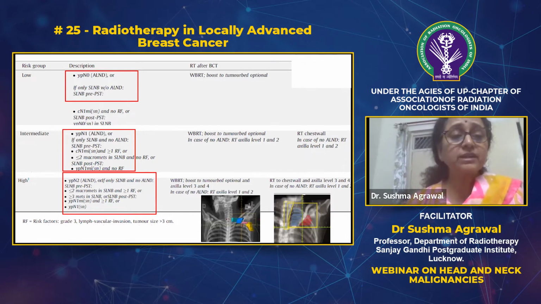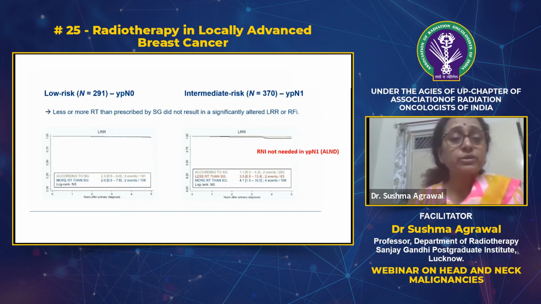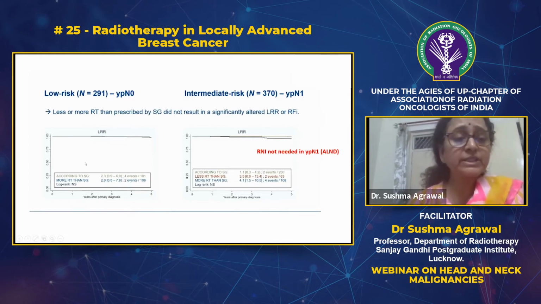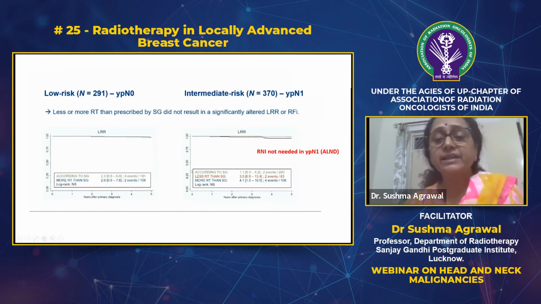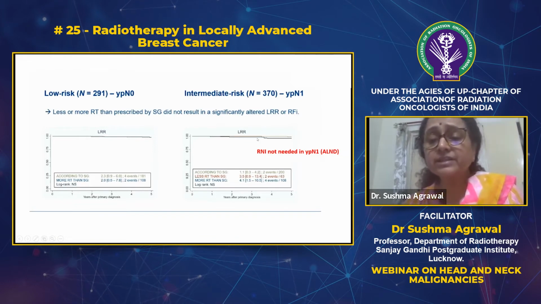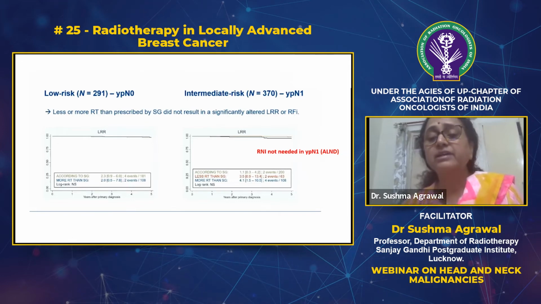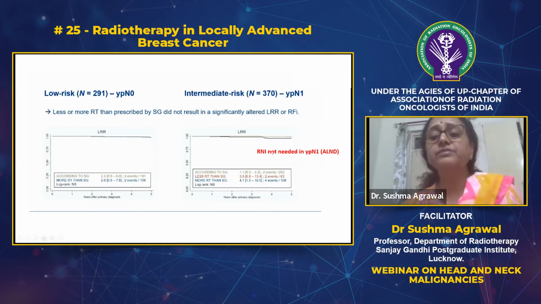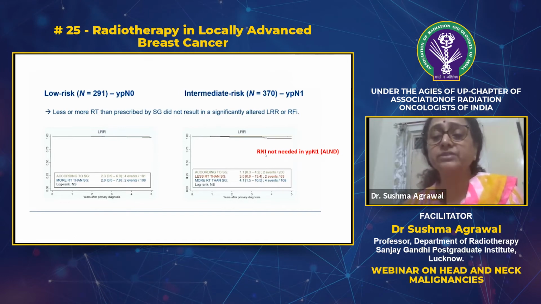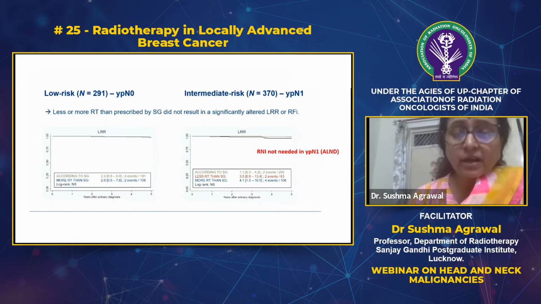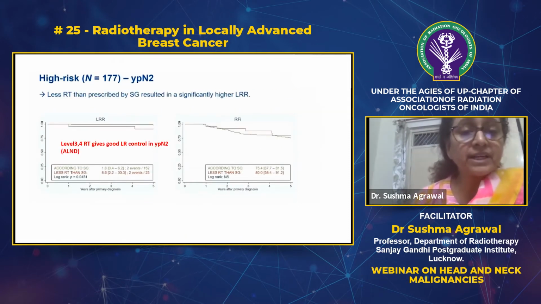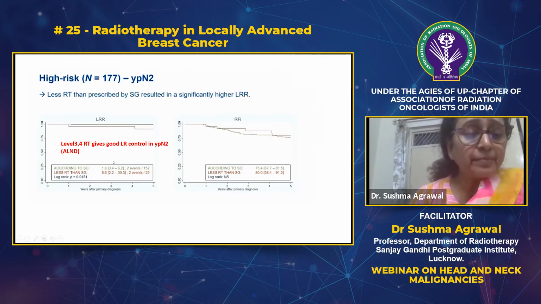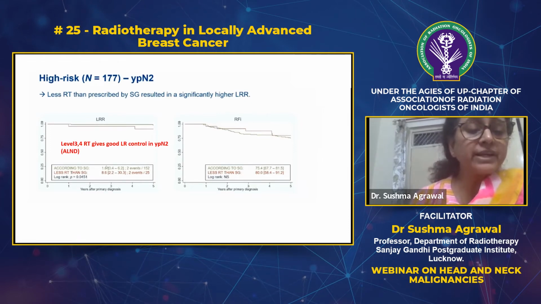So let's see what the results revealed. In the low risk, if the patient got the radiotherapy according to guidelines, the loco-regional recurrence was only 2.3%. In intermediate risk, the loco-regional recurrence was only 1%. So what does this tell us? That in YP-N1, patients who have undergone an axillary lymph node dissection, we need not give regional nodal irradiation. Only chest wall RT is good enough. Now let's see what about the high risk patient, that is YP-N2. In YP-N2 also the local recurrence rate is very low, 1.6%.